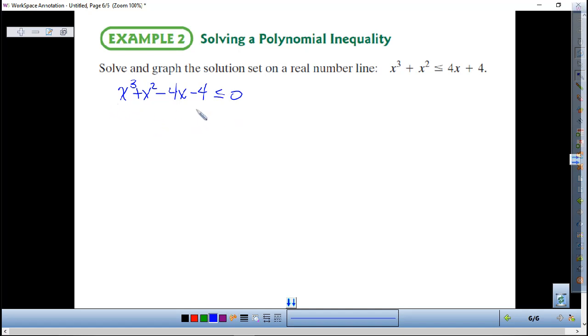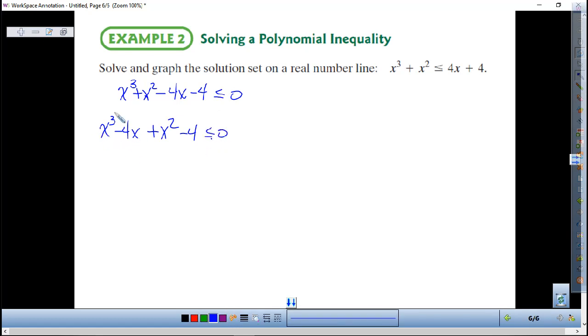All right, now with this one, it's an x cubed, but remember we've got some ways we can factor cubics, and this one you're going to use factoring by grouping. So I'm going to do my minus 4x over with my x cubed: x cubed minus 4x plus x squared minus 4. Oops, no x there. And that's less than or equal to 0.